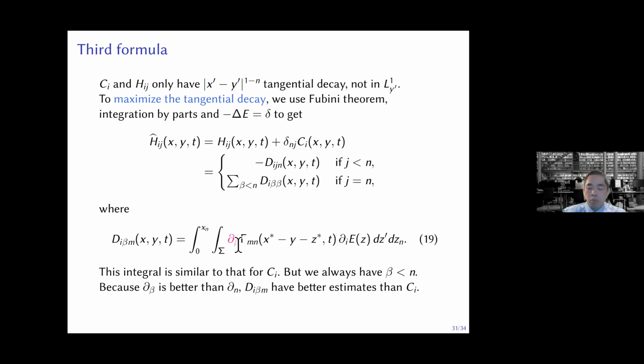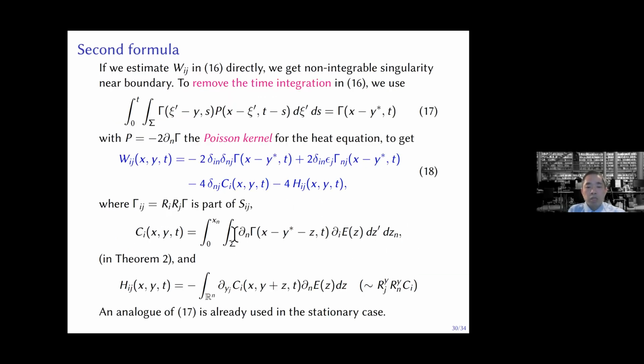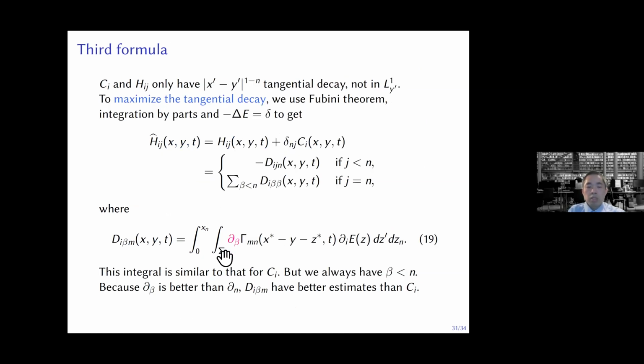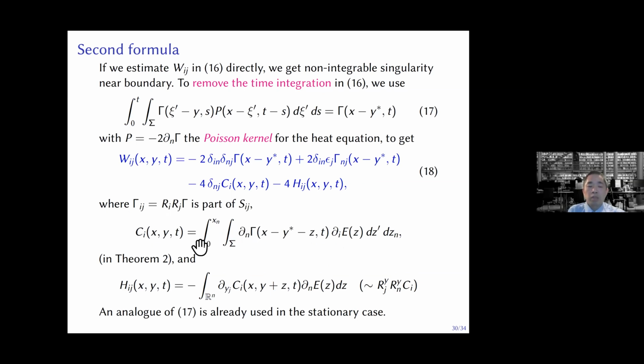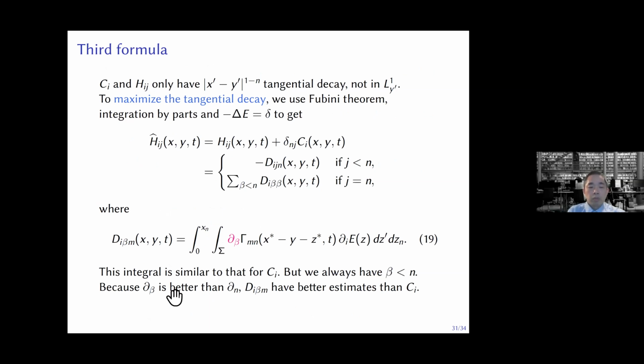So let's go back to the previous page for Ci. This is the Ci formula here. This is a normal derivative. This guy here is a tangential derivative. We don't like the normal derivative. We like the tangential derivative because for the tangential derivative, we can integrate by parts. This guy can be moved to this guy here. For the normal derivative, we cannot do that because this is not the whole space. So the tangential derivative is always better, and this guy here has a better estimate.